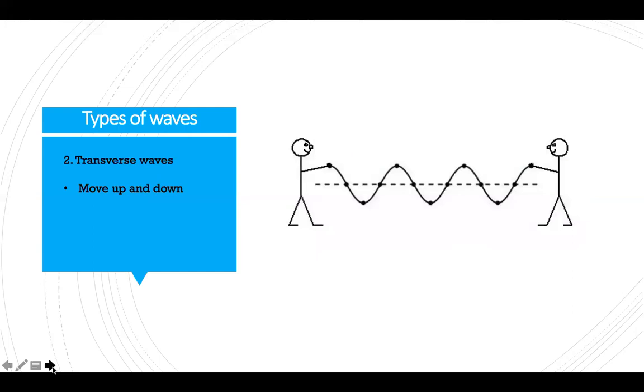The second type of wave is known as the transverse waves. These waves move up and down. Some examples include radio waves and light waves.